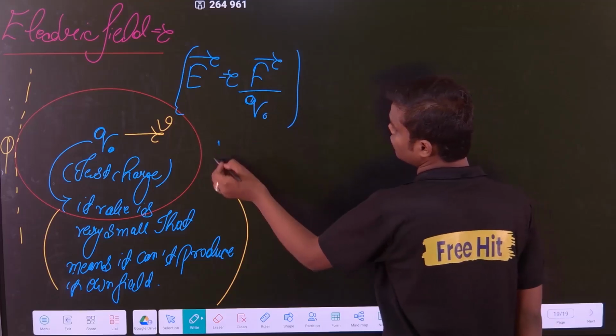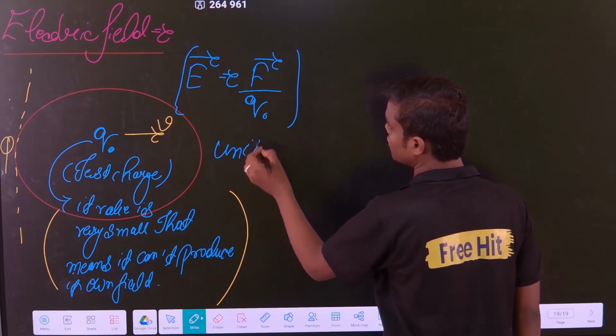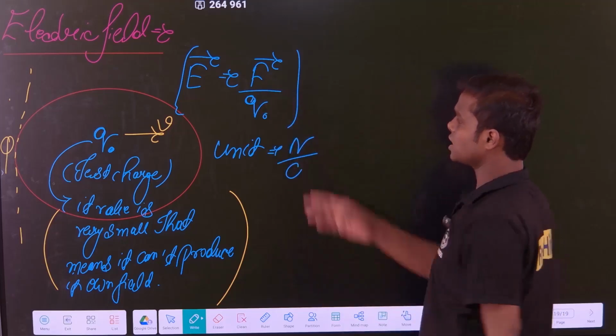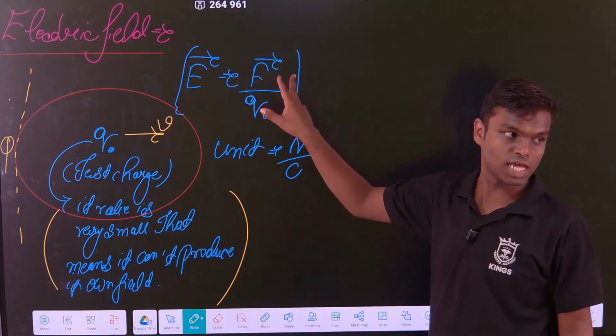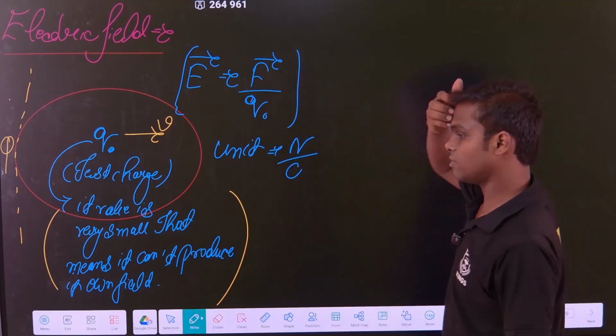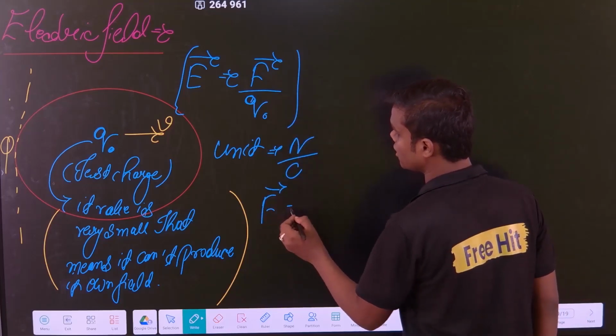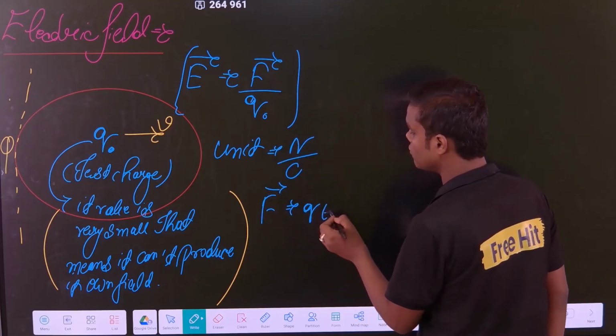And what is the unit? You can see from here, the unit is Newton per coulomb. And what is the direction? The direction will be the same as that of the force direction. So from here I can write F is equal to Q into E vector. Correct?